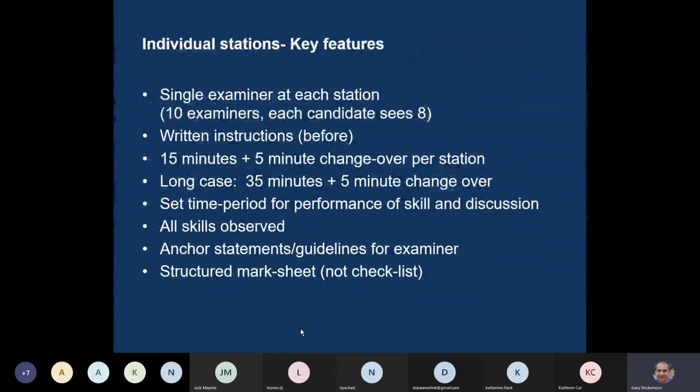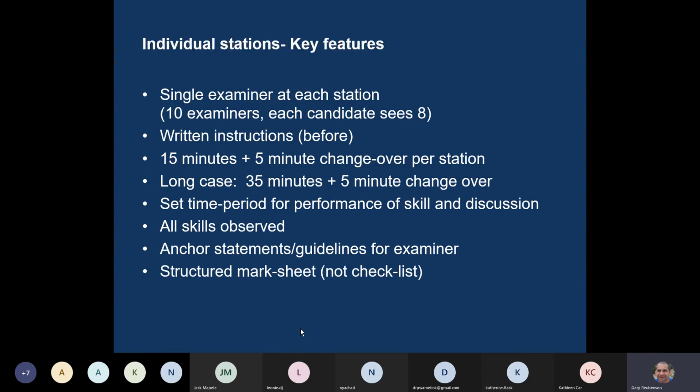So the key features, I think we've touched on most of this already. Single examiner at each station, you encounter 8 of the 10 of them. All of them will have written instructions outside. So how the timing works is a bell will go, and you then have 5 minutes before the next bell. In those 5 minutes, you will read the written instructions given to you outside the station. You have pen and paper, and you'll be able to prepare for the station. The bell goes, and then you go into the station with the examiner and role player, patient, whatever it is, depending on that particular station, and you have 15 minutes with them. At the end of those 15 minutes, another bell goes and you leave.